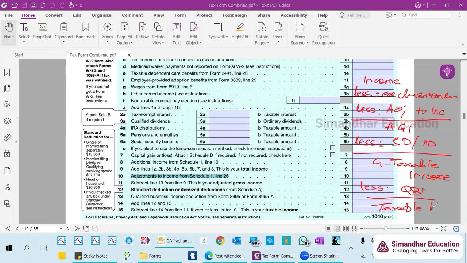Okay, so this gives us taxable income. Then you calculate tax, and so on. We'll see about it. Okay, thank you, Sangeeta.